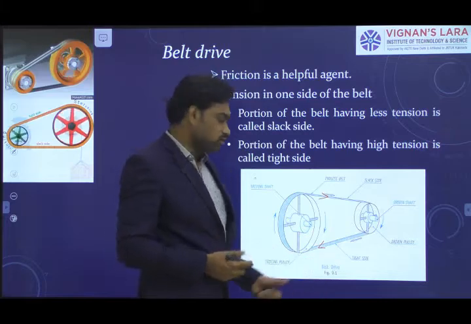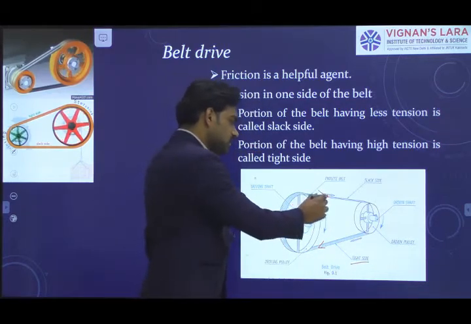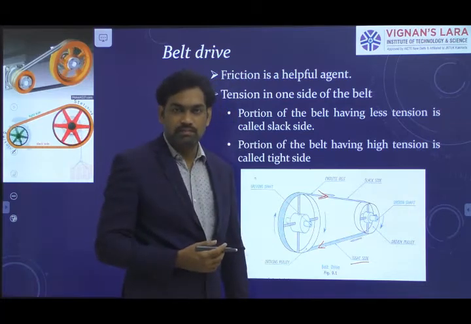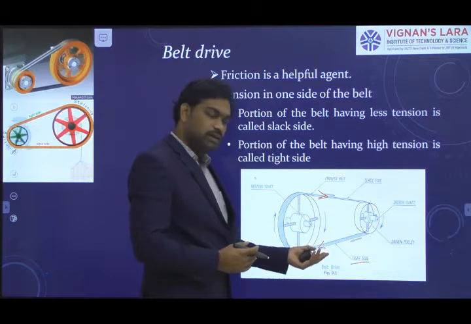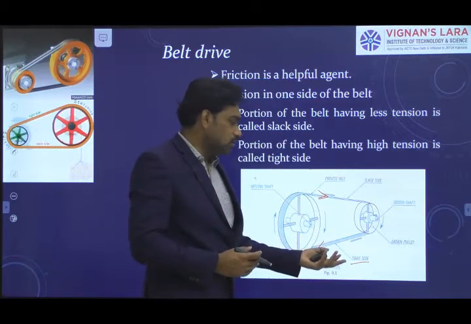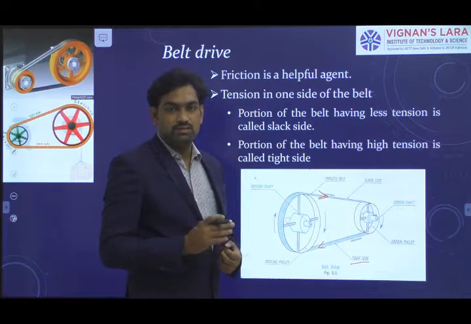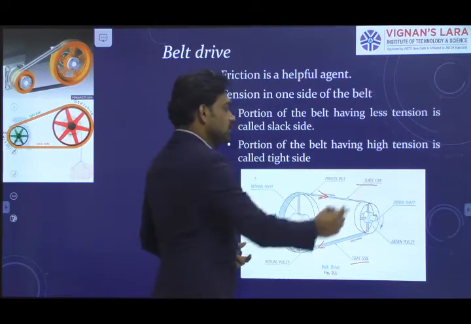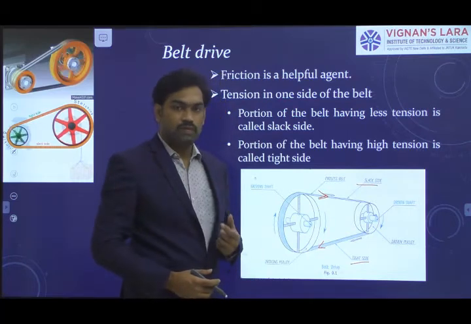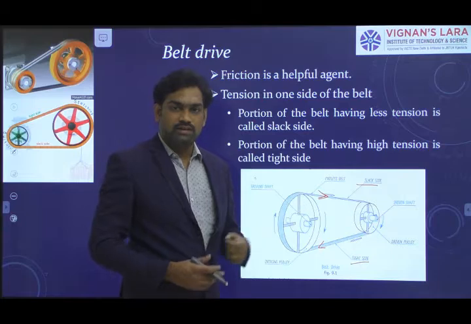So that side we call it the tight side of the belt, and here the belt is leaving on the other side of the driving member. So there may be slightly less tension compared to the tension on the bottom side, that is the receiving side. So that is what we call the tight side and slack side. So we have two sides of belt you need to remember: one is the tight side, and the other is the slack side.